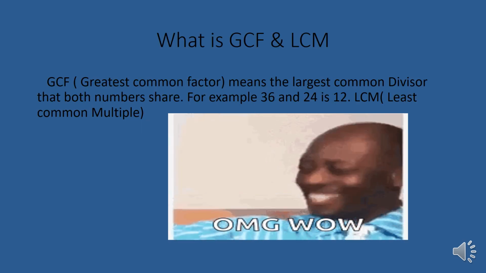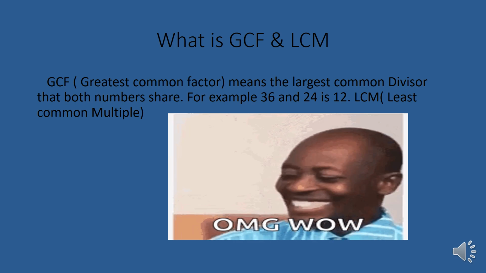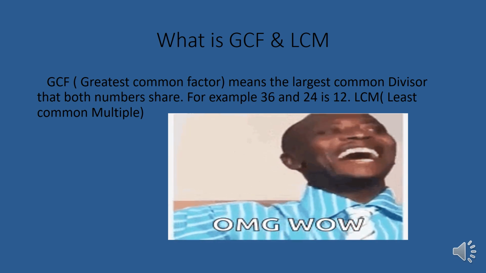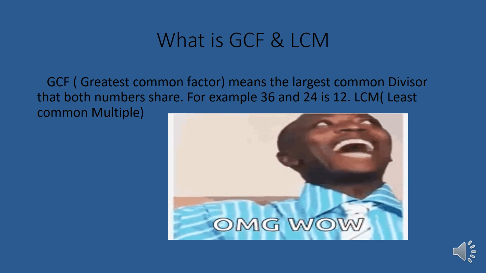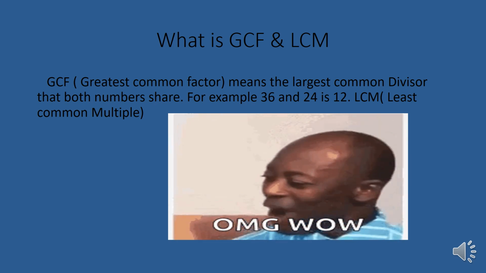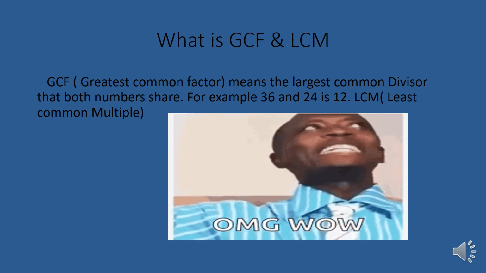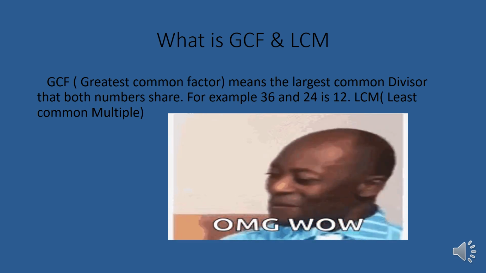Now, what is greatest common factor and least common multiple? GCF, or greatest common factor, means the largest common divisor that both numbers share. For example, the GCF of 36 and 24 is 12. That's the greatest common factor.